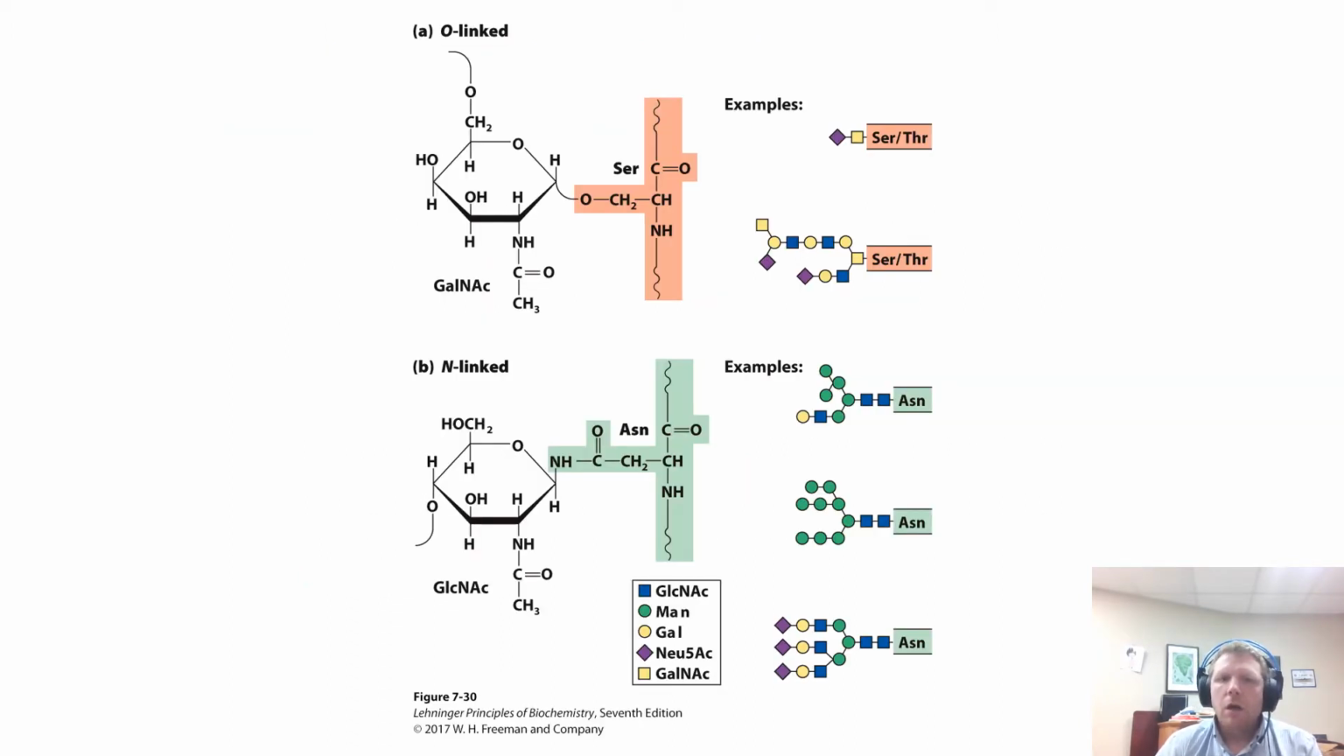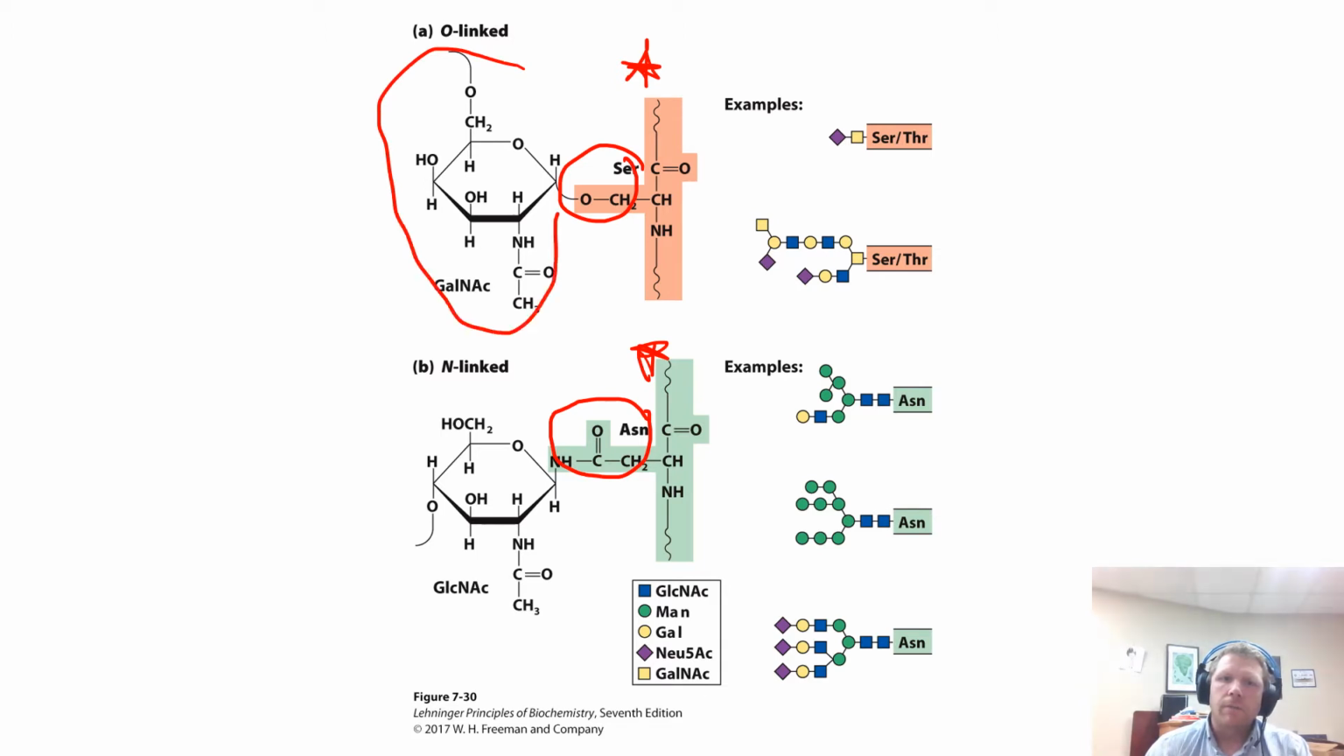So here is an example of what this could look like. What I'd like you to recognize is this right here and this right here. These are our proteins, or a portion of our protein, where we have this group and this group that is found within the protein sequence. Now, what happens is this whole molecule right here gets added to one of the amino acids in this protein sequence.